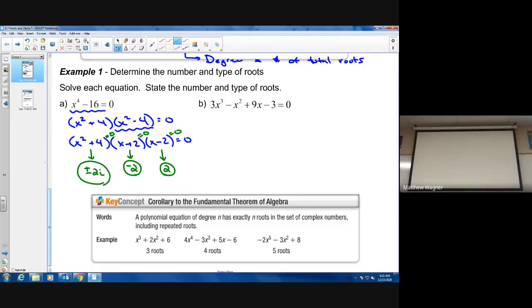It says state the number and type of roots. I'll do that in a different color. Our degree is 4, so there's 4 roots. And after looking over our answer, it looks like we have 2 real and 2 complex. Hey, there's a corollary we just talked about earlier on the bottom. No big deal.